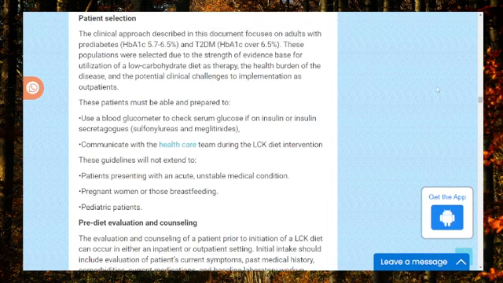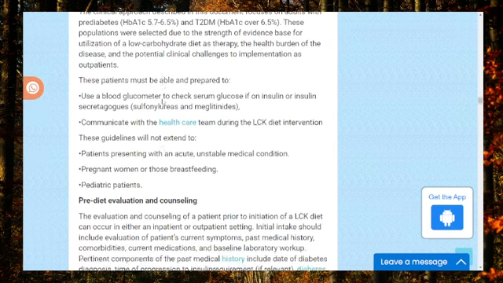Patient selection. The clinical approach described in this document focuses on adults with diabetes, HbA1c from 5.7 to 6.5%, and T2DM or HbA1c over 6.5%. These populations were selected due to the strength of the evidence base for utilization of low carbohydrate diet as therapy, the health burden of the disease, and the potential clinical challenges to implementation as outpatients.